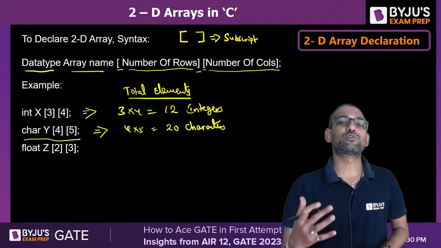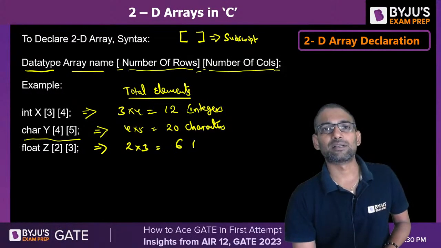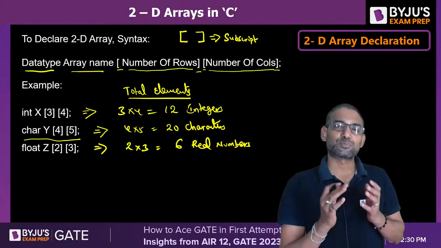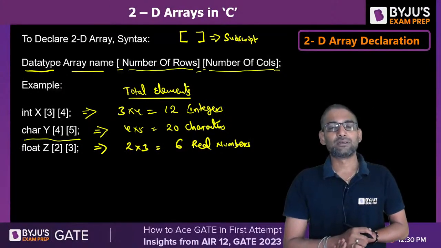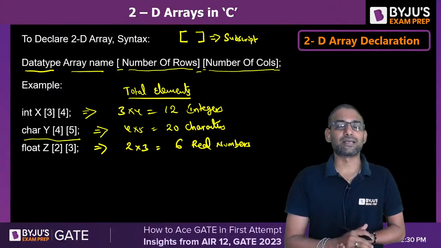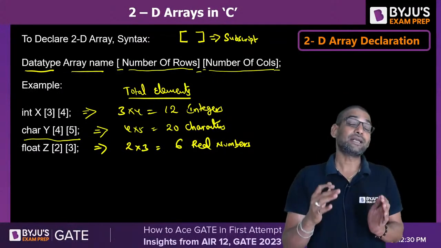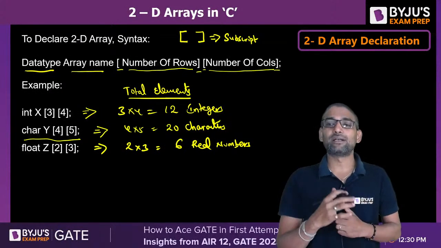Float z of 2 by 3. So total elements, how many we are having? 2 into 3, 6 real values. So the space gets allocated for 12 integers in the first example, for 20 characters in the second example, for 6 real numbers in the third example at consecutive location. That is what the advantage of array.